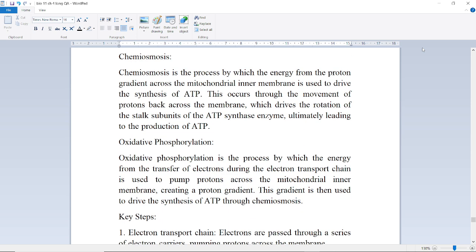Chemiosmosis is the process by which energy from the proton gradient across the mitochondrial inner membrane is used to drive the synthesis of ATP. This occurs through movement of protons back across the membrane, which drives the rotation of subunits of the ATP synthase enzyme, ultimately leading to production of ATP.